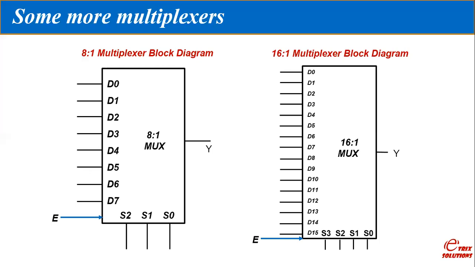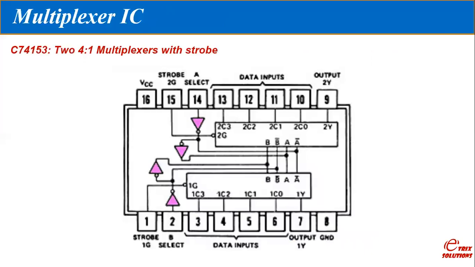Now if you want to have a multiplexer in your hand, then you can purchase a multiplexer from the market, and multiplexers are available in the form of integrated circuits. So IC 74153 is an integrated circuit in which two 4 cross 1 multiplexers are available with strobe signal. So this picture shows the pin diagram of IC 74153.